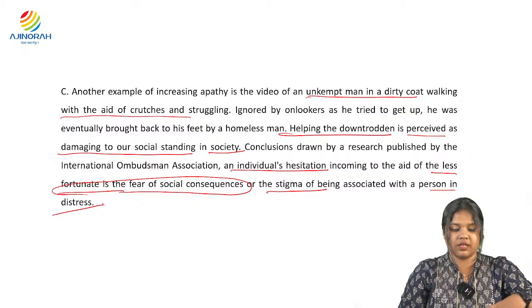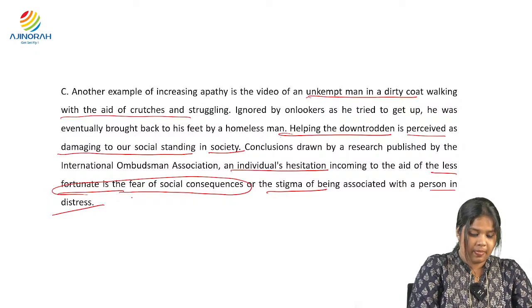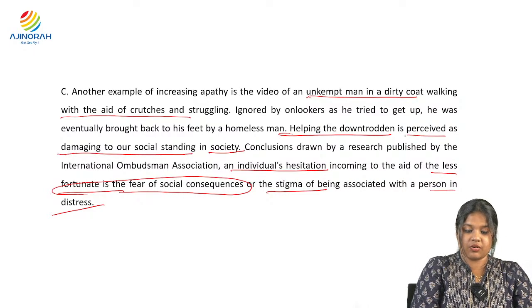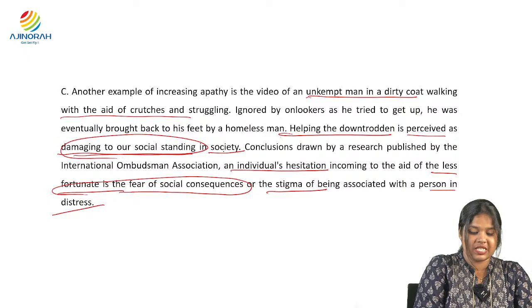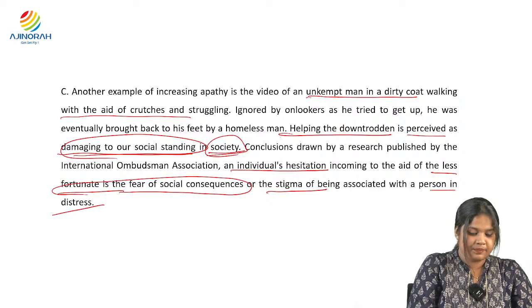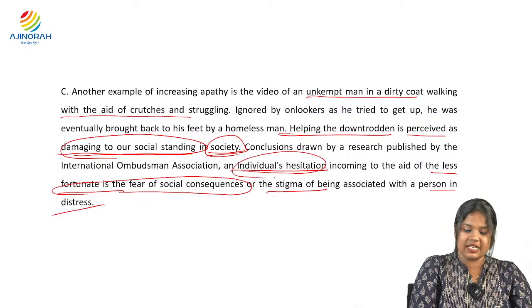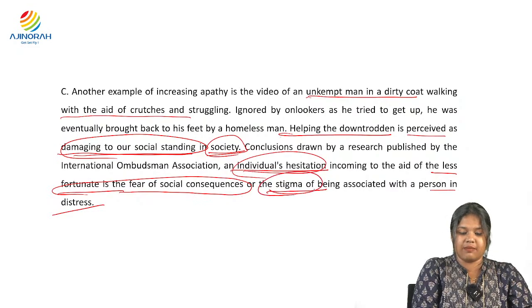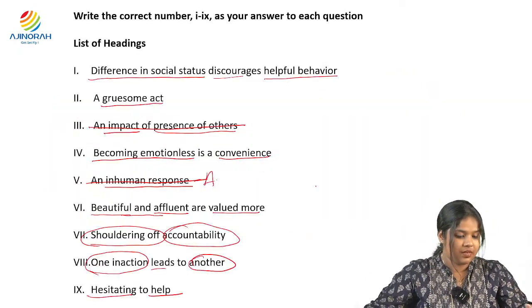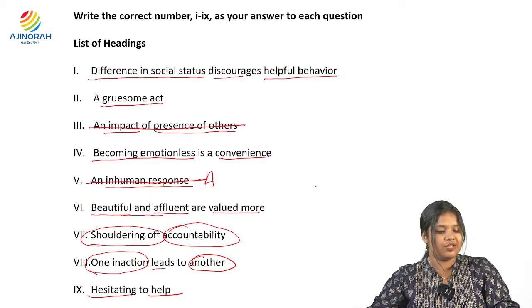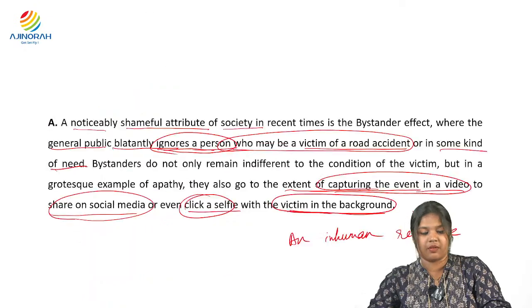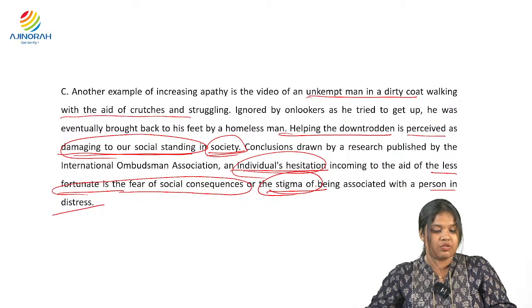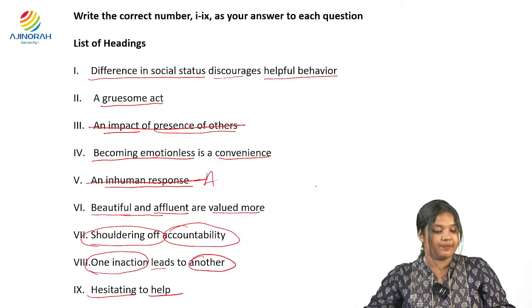So here they are talking in the paragraph about social status, right? They are saying that helping the downtrodden is perceived as damaging to a social standing in society. It also says that an individual's hesitation in coming to the aid of the less fortunate is a fear of social consequences or stigma. So we'll go back to the questions. Difference in social status discourages helpful behavior. Is this the answer? Well, we'll check. Yes, helping the downtrodden is perceived as damaging to our social standing in society, right?